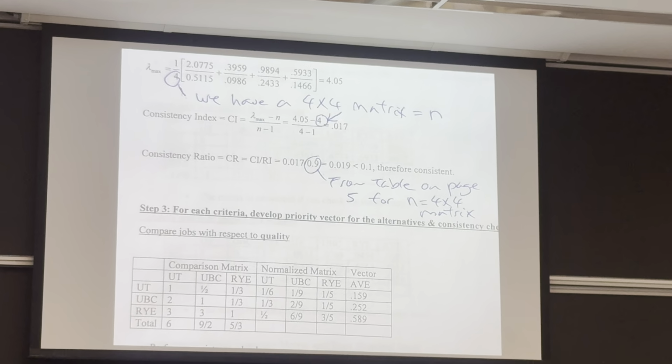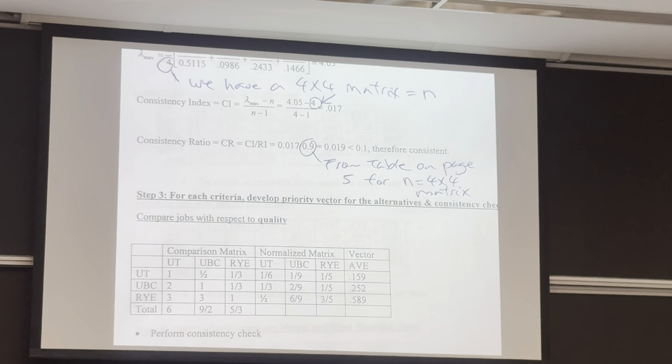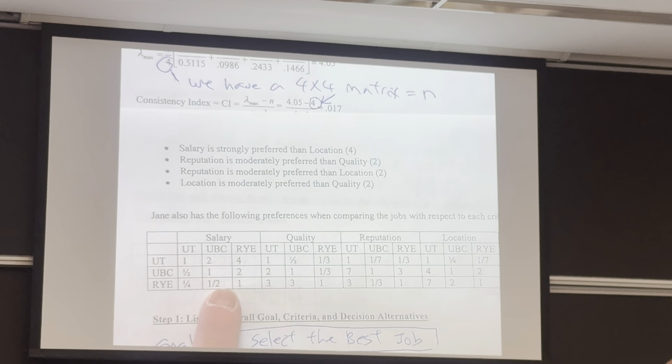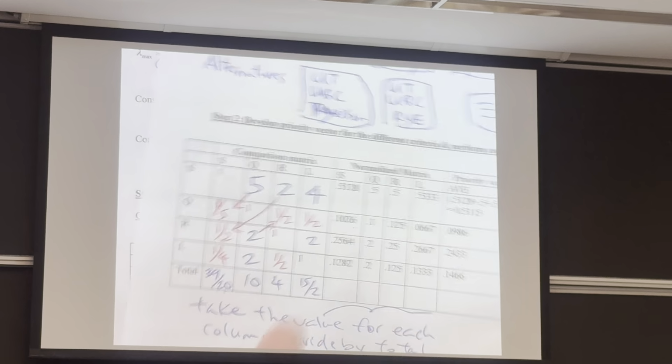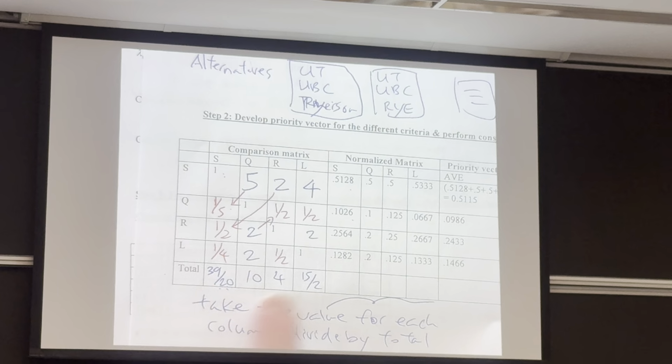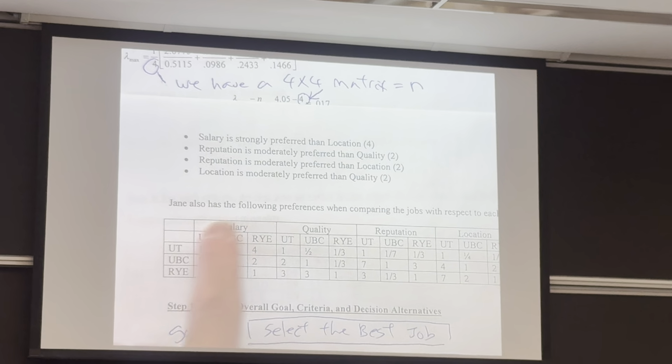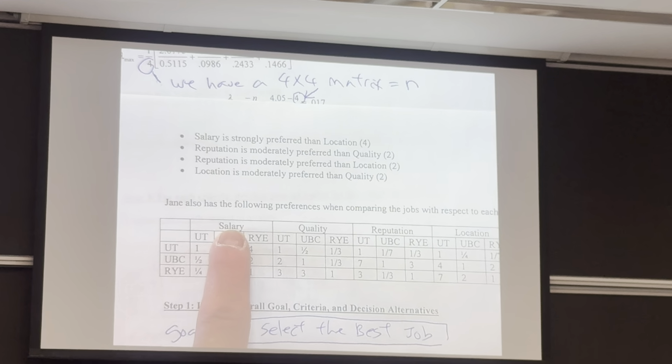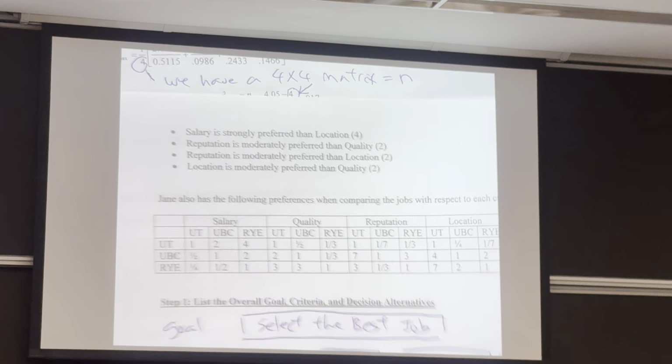So over here, we start with quality. We're comparing the jobs with respect to quality. The 3 jobs are U of T, UBC, and Ryerson. First, we start with the comparison matrix, and that is basically given in the problem already, right? It didn't require us to construct our own, because it's already given. So there's the comparison matrix, the 3 jobs with respect to quality.